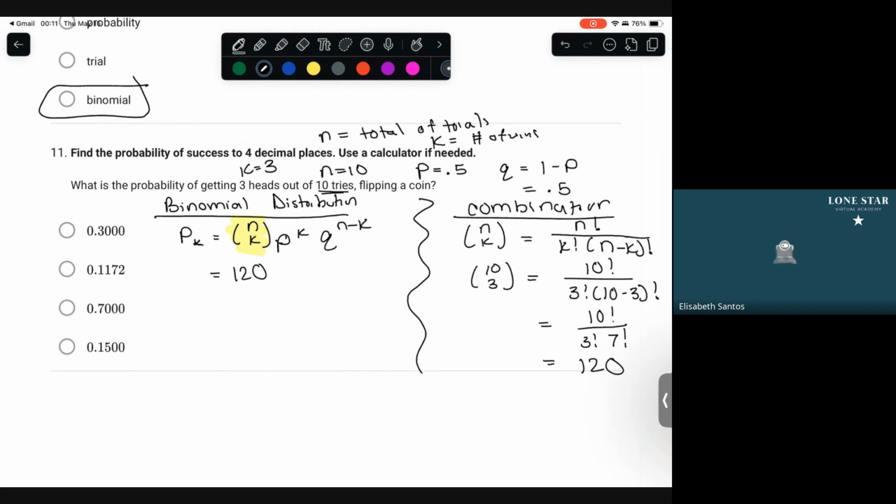We know that P is 0.5, K is 3, Q is 0.5, and 10 minus 3 is 7. So that'd be 120 times 0.125 times 0.00781. Put that in a calculator, and you're going to get 0.1172.